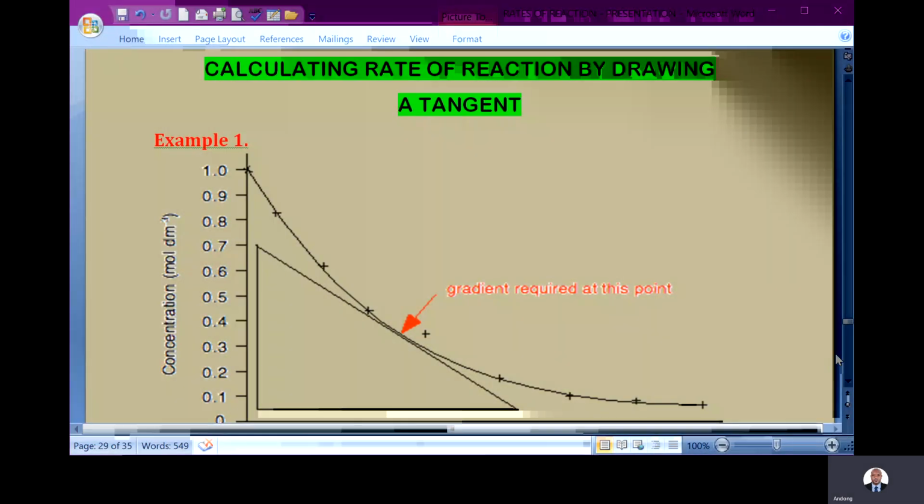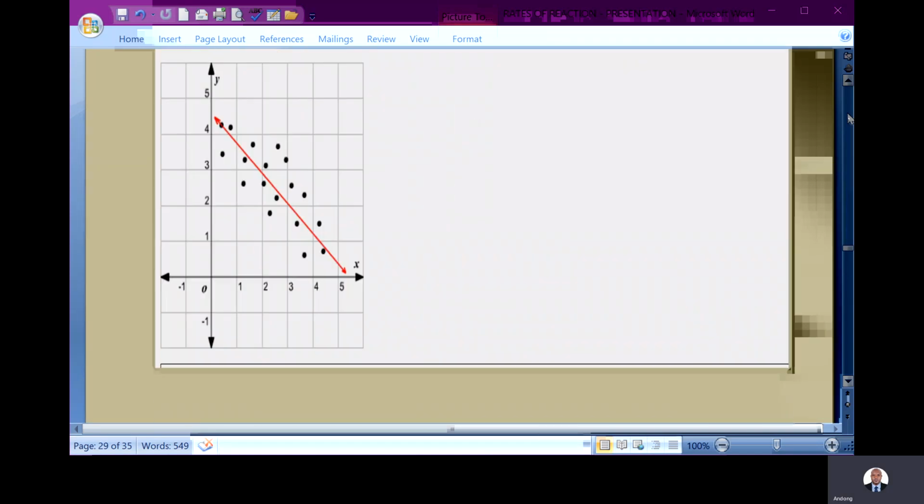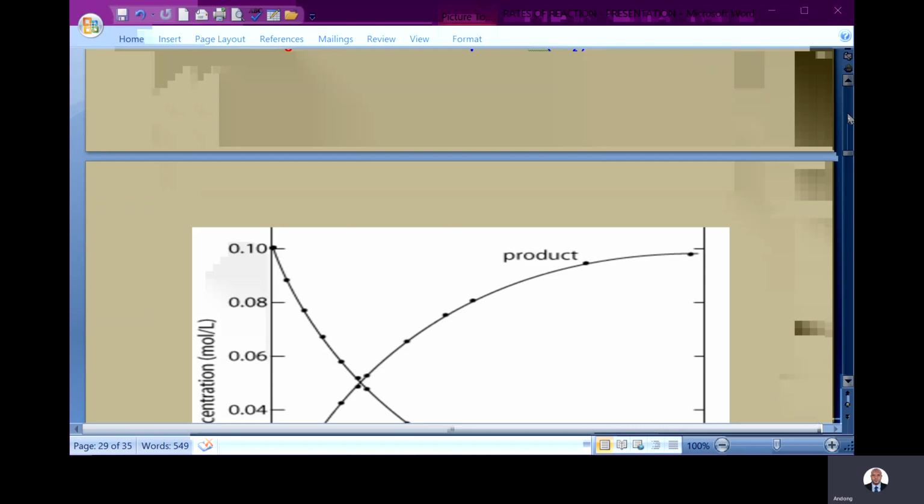Many students face problems when it comes to calculating the rate of a chemical reaction. As we earlier said, the rate of a reaction is a change in the concentration of the reactant or the product with time. Now you could be given a curve like this one to calculate the rate of a reaction.